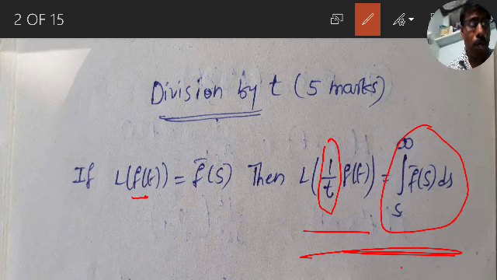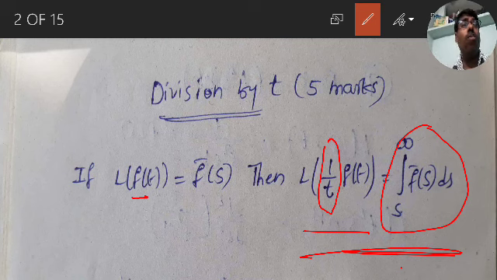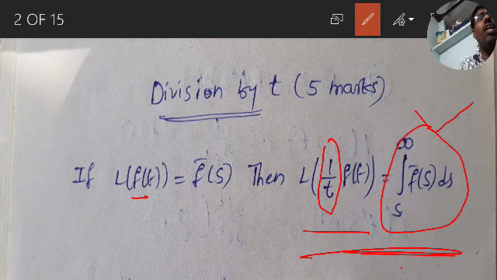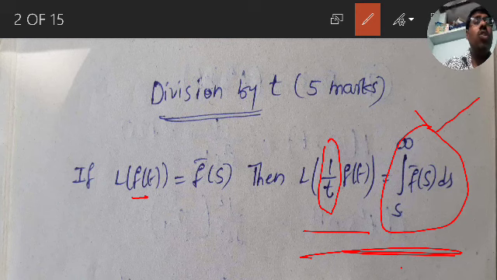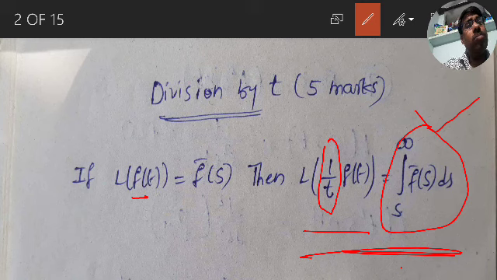Very easy to remember. Multiplied by t, yesterday we did derivative of f bar of s. Now it is division by t, then you have to do integration of f bar of s. That is, L of f of t by t is integration s to infinity f bar of s into ds. Are you able to get it?